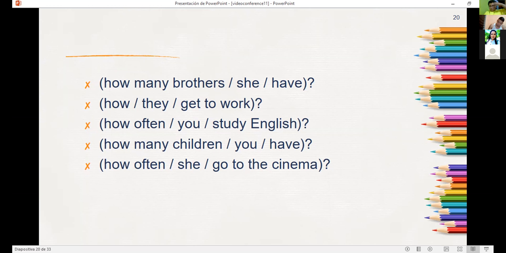Audi. How often do you study English? Very good. Okay. Audi, who's next? Felix. Felix, go ahead. How many children do you have? Very good. And the last one, Felix. Yes. Jose. How often does she go to the cinema?